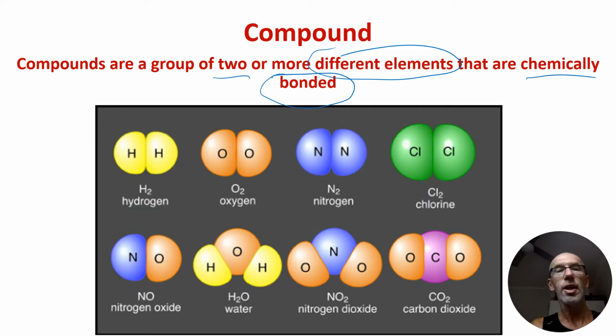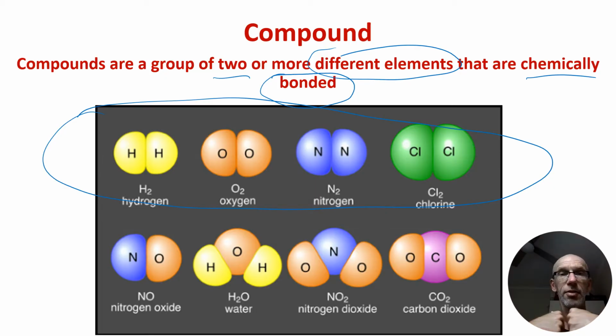So if we look at this image here, these top 4 satisfy 1 out of those 2 criteria. They are chemically bonded, as signified by basically attaching those atoms together in the particle diagram. But they are not made up of different types of elements. So therefore, we don't classify them as compounds. We simply classify them as elements, diatomic elements.